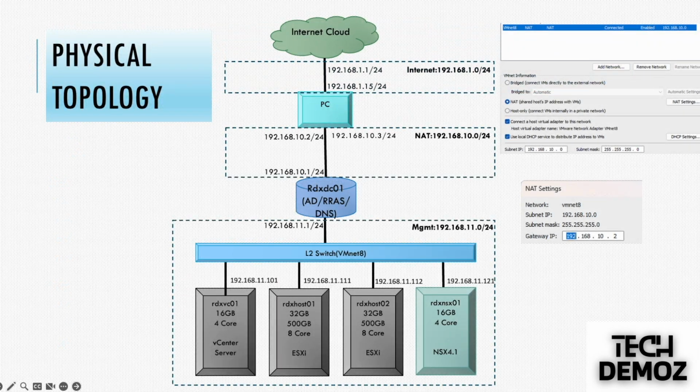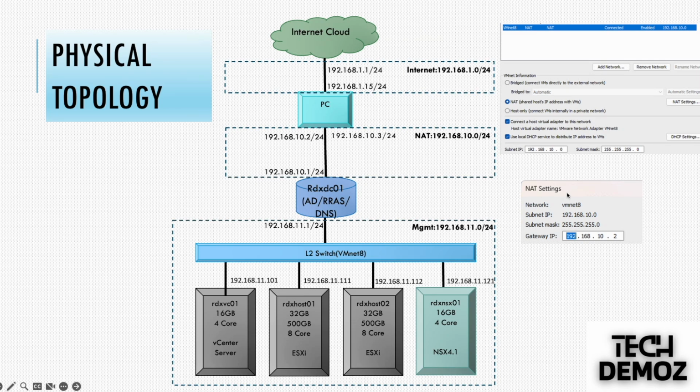This is a physical topology which contains three different networks. The very first network is the internet network, which connects my PC towards the internet, or you can say the modem, which has the IP of 1.1, and the PC IP is 1.15. Further, it contains two IPs, 10.2 and 10.3. This is a NAT segment where 10.2 is the gateway for this NAT setting. If I look at NAT 8 and click on the NAT settings, I need to assign this. This would be the gateway for the underlay devices. So 10.1 is the IP address of this, so this is the gateway and this is the physical IP of the PC.